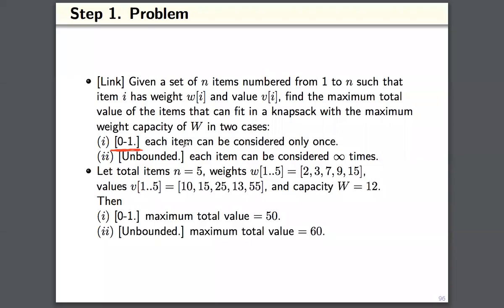Unbounded, I will leave it to you. You can think and try to find how you solve this unbounded version with brute force. As you see, the simple brute force approach is exponential time, minimum 2^n time. And we want to do it in a better way. Let's see how.